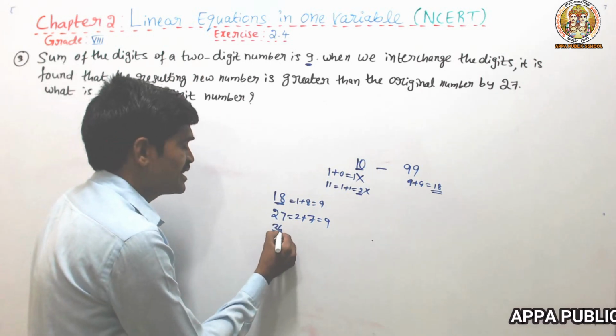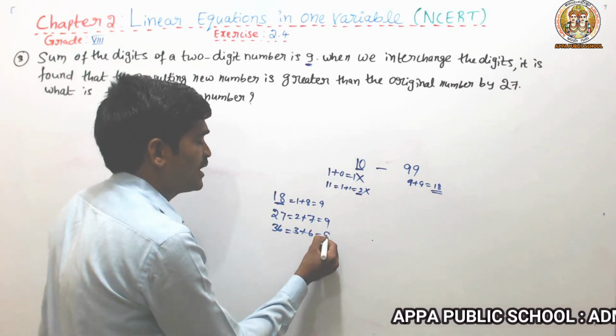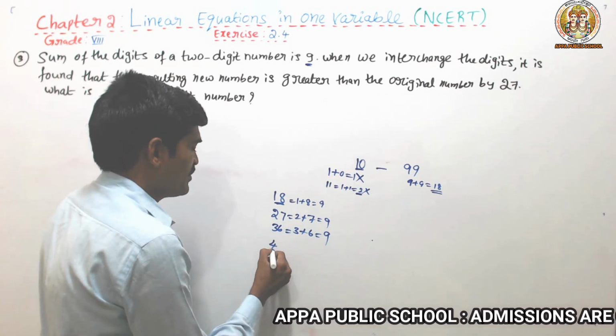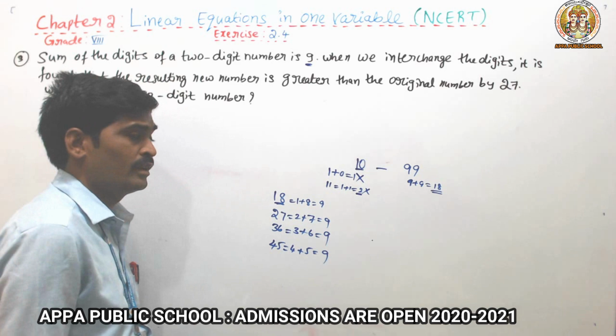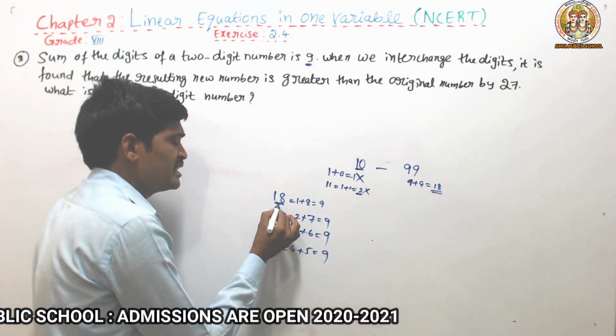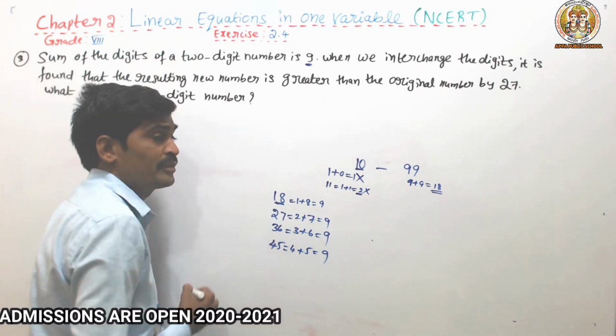You can take 36. 3 plus 6 should be 9. It is also possible. 45. 4 plus 5 should be 9. It is also possible. Now, our answer should be 18, 27, 36 or 45.